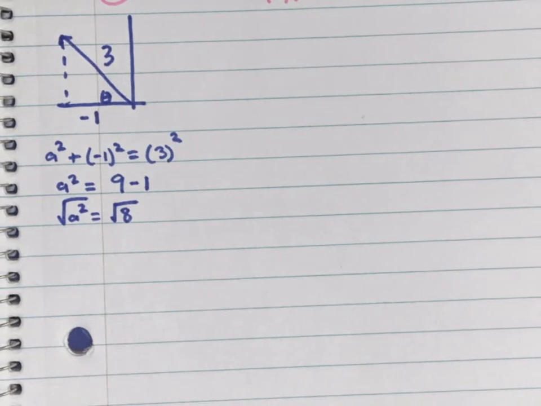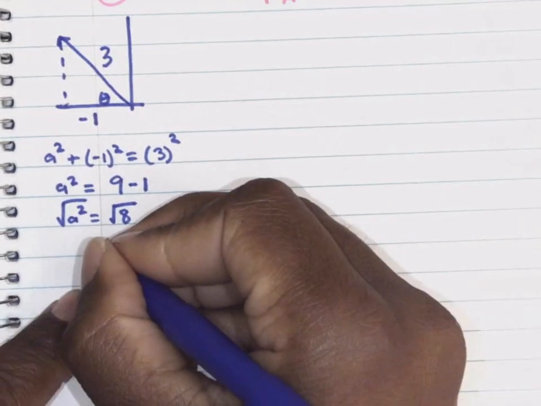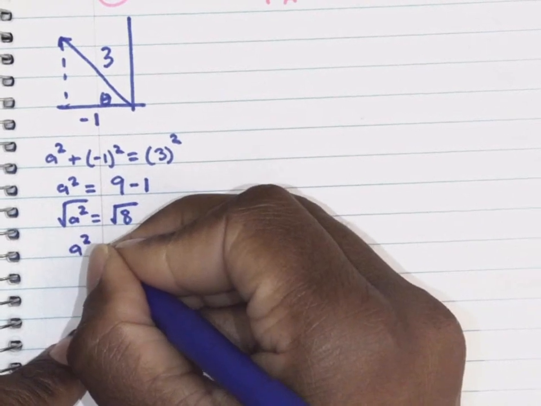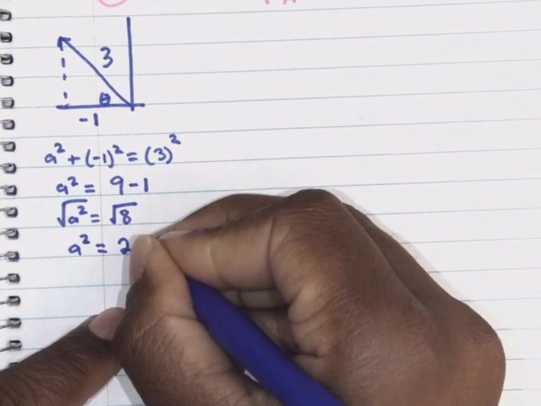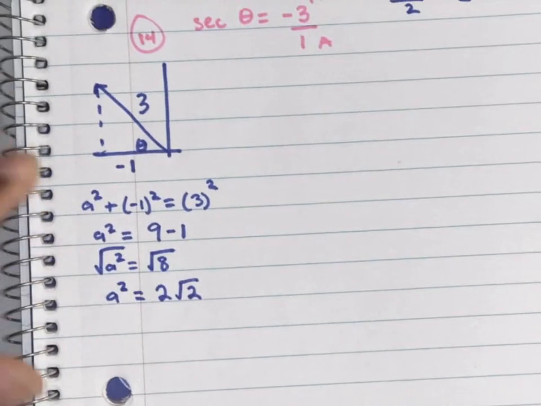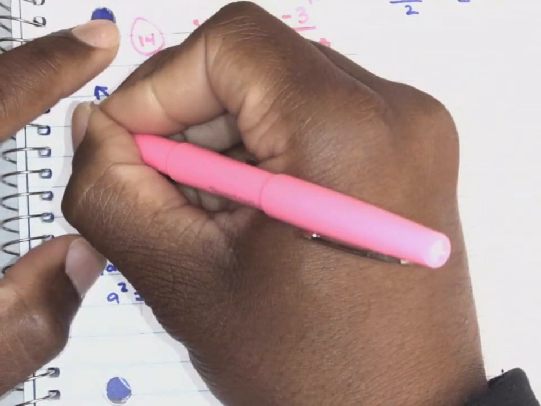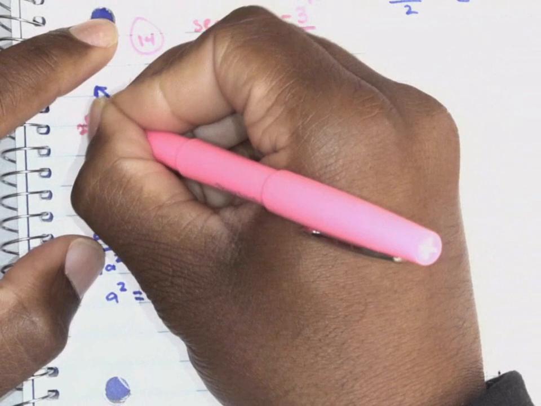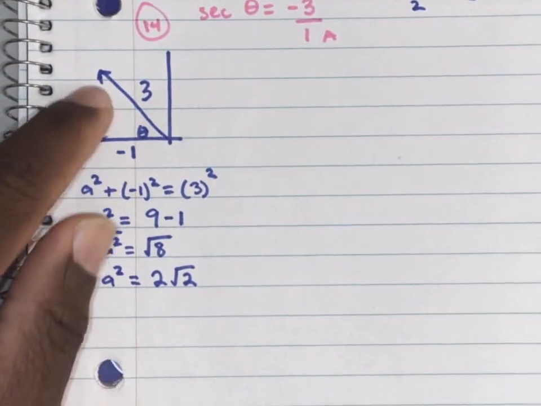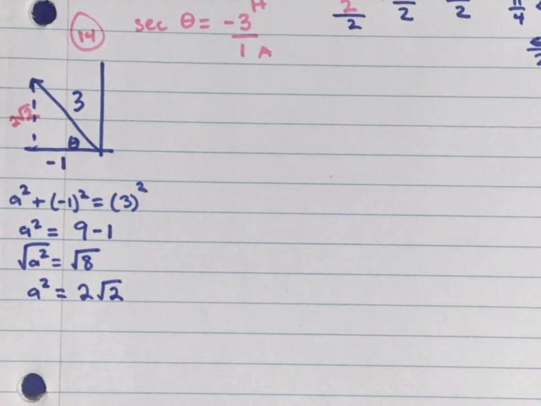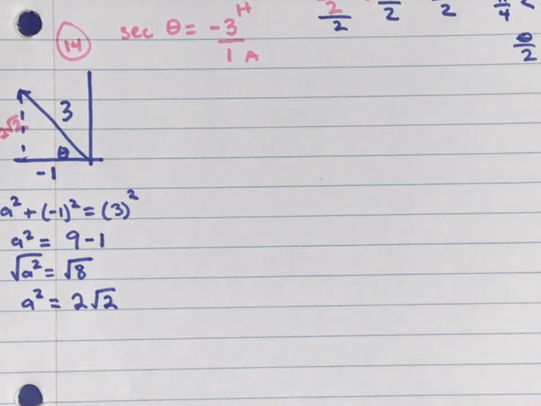And do we want to leave it as the square root of 8? Let's go ahead and simplify it. 4 times 2 is 8, so I can take out the square root of 4, which is 2, and we leave a 2 in there. So this side is 2 root 2. And it's positive because we're going up 2 root 2. All right, so we want to use that 2 root 2 because that's our exact value.